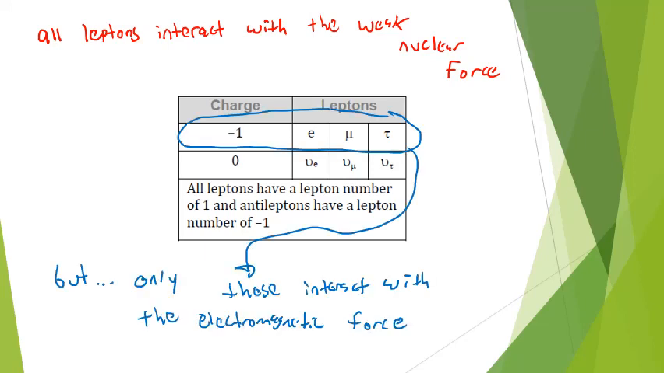And so, out of all 6 leptons, the top row is the only one that interacts with the electromagnetic force because they're the only ones that have charge. Now, all the leptons, just like the quarks, have their antiparticles. So you have an anti-electron, which is a positron, a positively charged electron. You have the anti-muon, the anti-tau, as well as the anti-neutrinos, which we've seen before too. The anti-neutrinos of each of these.